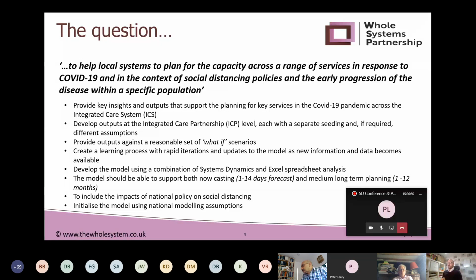What we were asked to do was to develop outputs for the integrated care partnership level, and there were 4 of these within an ICS. Now, to get the ICS number, we would then add all of those up. But each of these models would have separate seeding, and also have different assumptions should they be required. Now that was important because two of the areas did border with London.